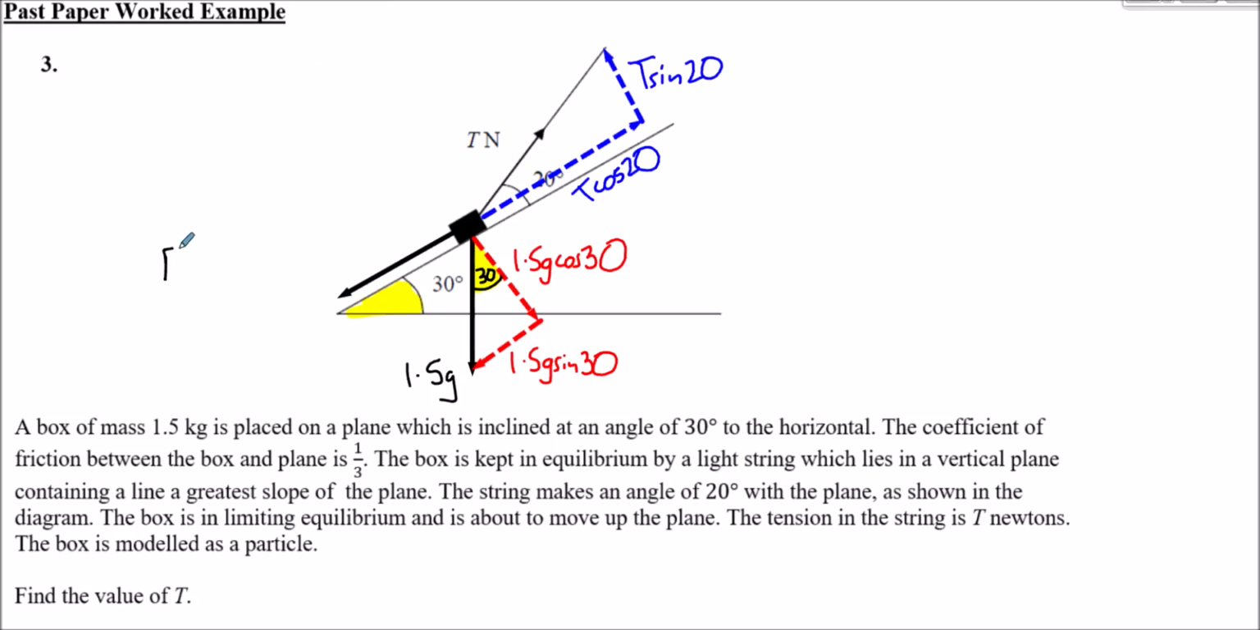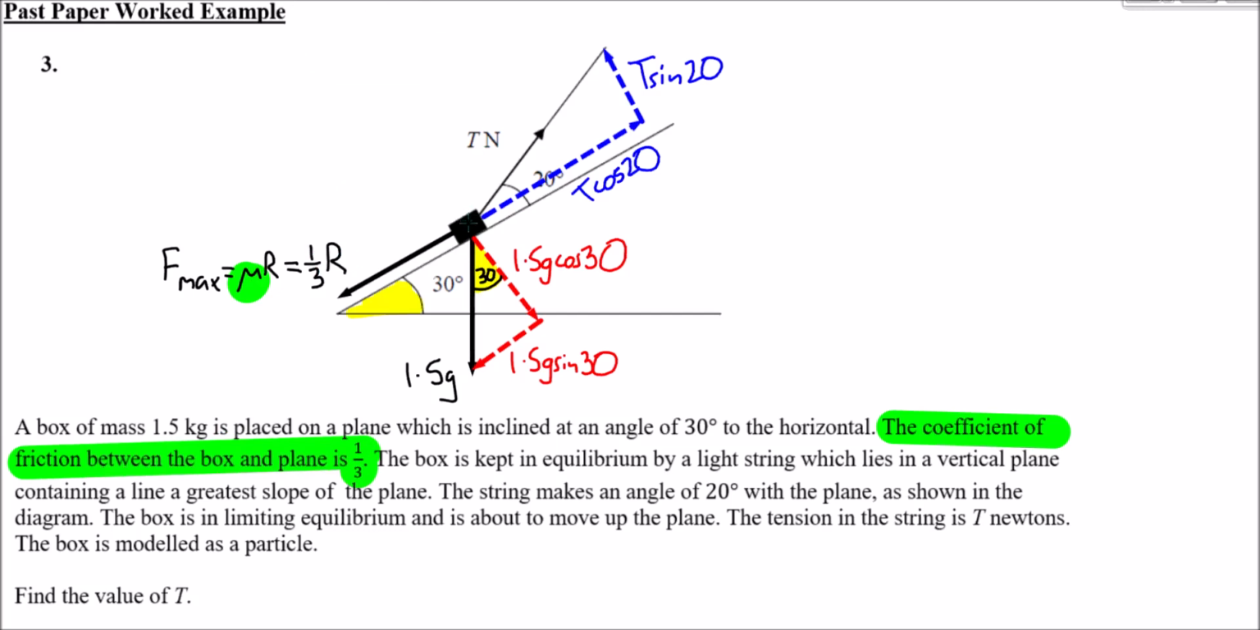This friction will be the maximum friction, which will be mu r. So F max equals mu r, but we're told what mu is. We're told the coefficient of friction is a third. So mu r is 1/3 r. So maximum friction is going to be 1/3 r going down the slope. Last but not least, let's add in this normal reaction r, like so. So here we need to find the value of T.